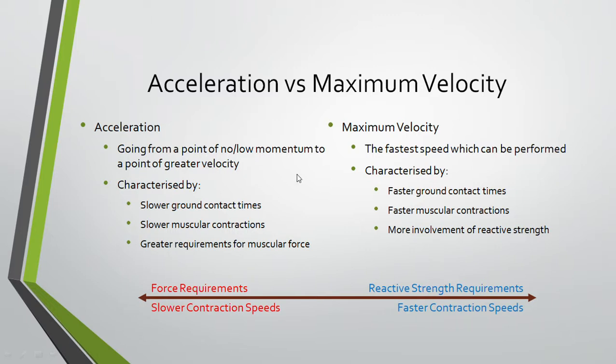So acceleration is going to be characterized by slower ground contact time. So each step that we take on the ground, our foot will be in contact with the ground for longer during the acceleration phase than in maximum velocity sprinting. And because we have longer contacts on the ground, we have more potential to use muscular force to propel ourselves. So each contraction is going to be much slower because we have no momentum.